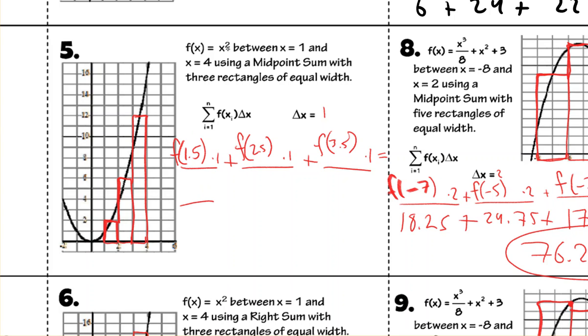So plugging this in's a little messier. 1.5 squared, like 9/4. 2.5 as a fraction is 5/2. Square that would be 25/4. And 3.5 as a fraction would be 7/2. Square that would be 49/4. Did y'all write it out this way?